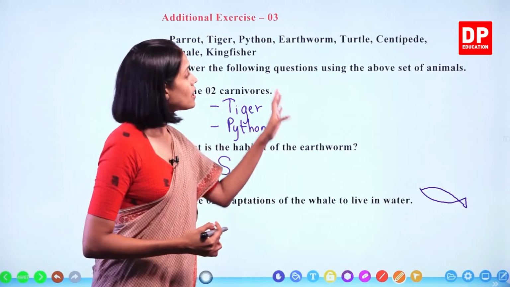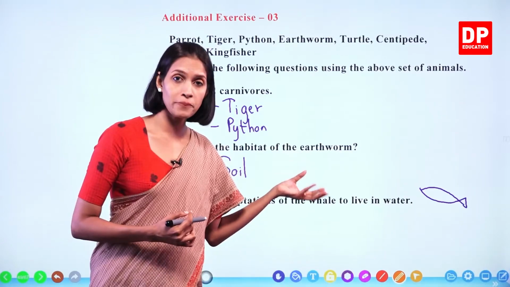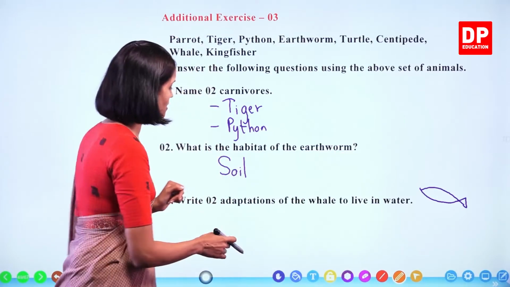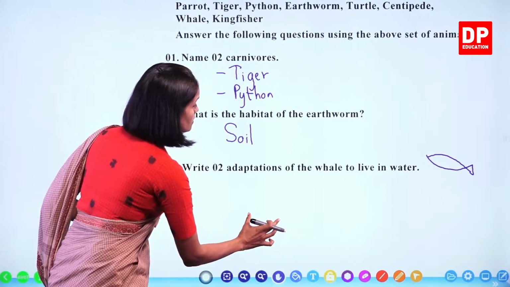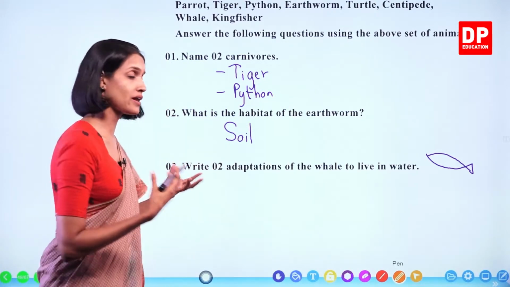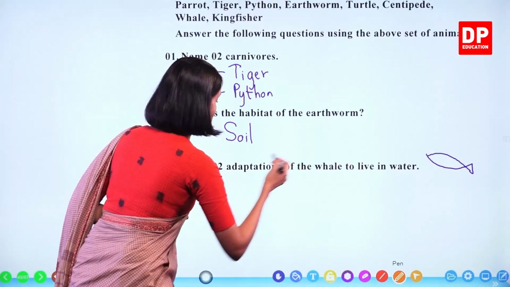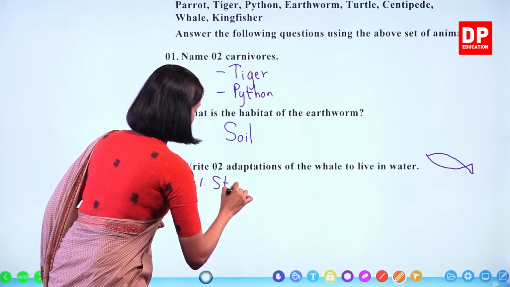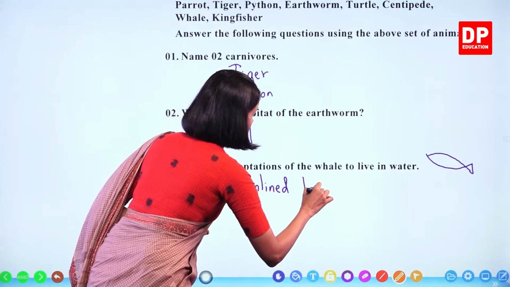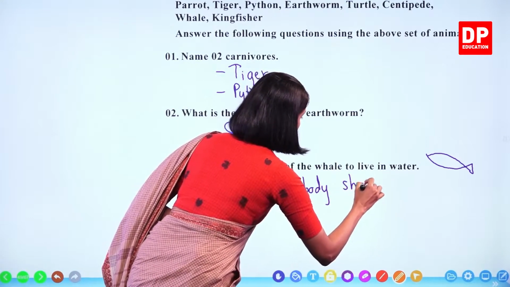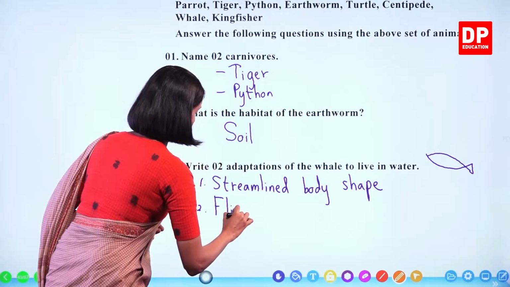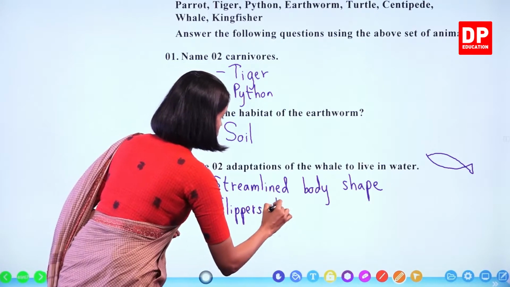That is one. And you all know that to swim, they have flippers. Their forearms are converted to flippers. Right, children? We'll write them. Number 1, write 2 adaptations. Adaptations means special characteristics of the whale to live in water. Streamlined body shape. Number 2, flippers to swim.